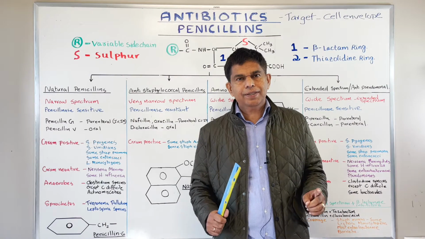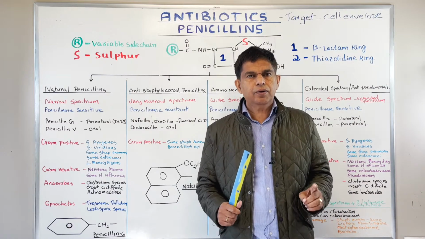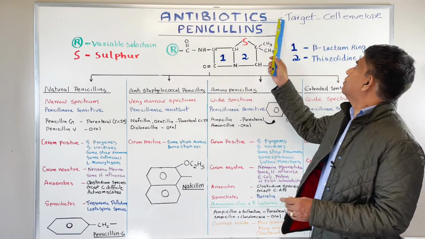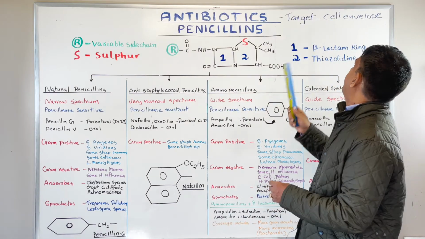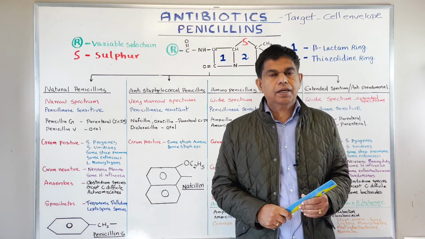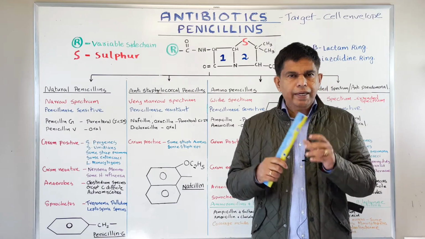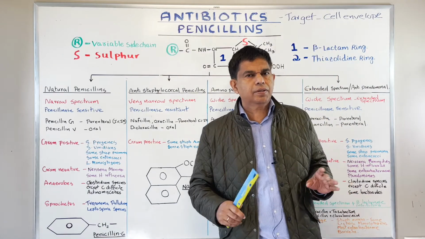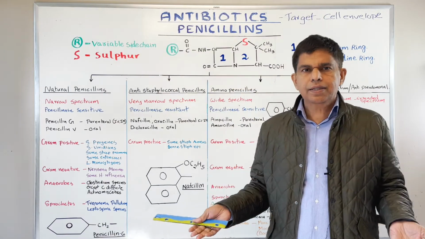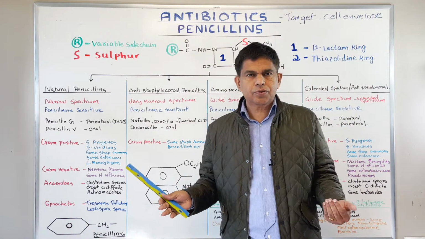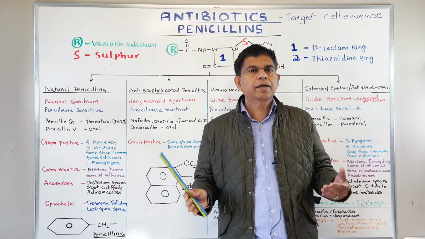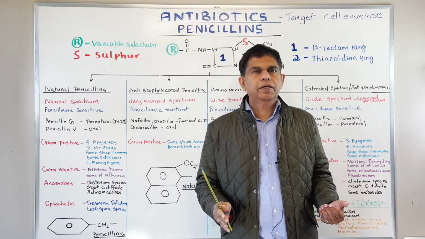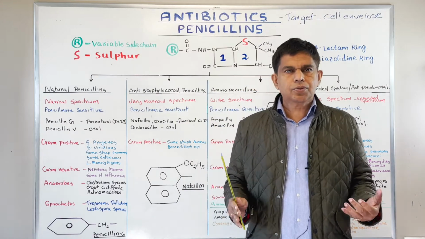So today's topic is about the antibiotics which work on the target, the cell envelope. Remember that. The target is the cell envelope. The number one antibiotic was discovered in the 1900s by Alexander Fleming, started with penicillin, right? So we're going to look at penicillin and the class of drugs in that group today.